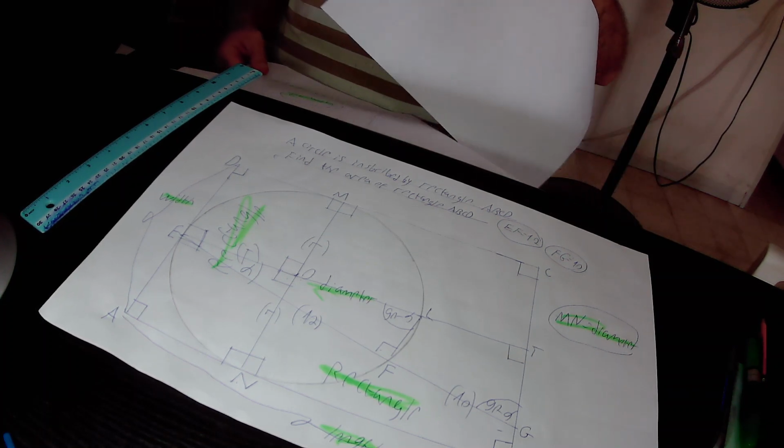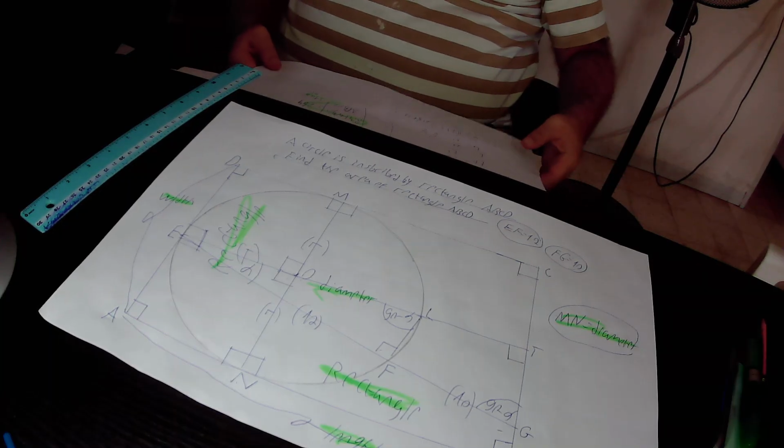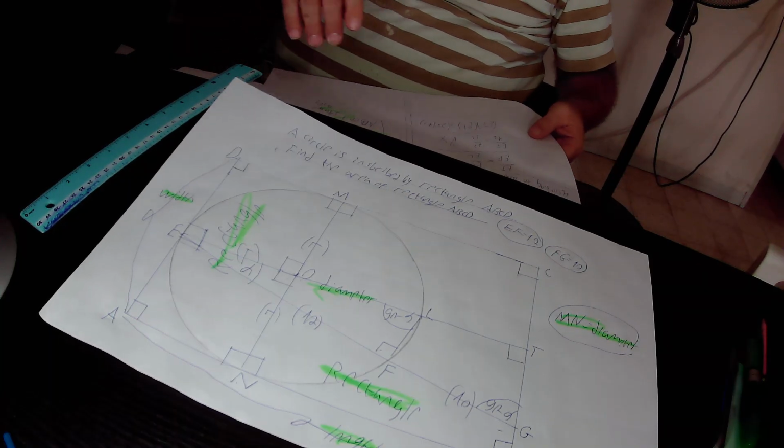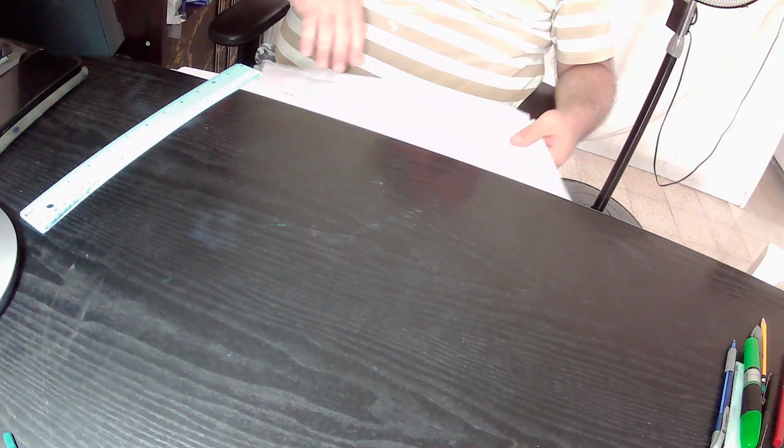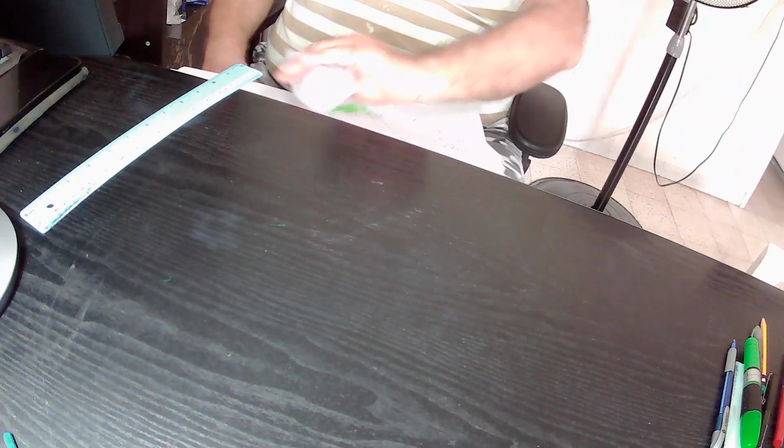Okay, so we finished with the first question. In the next step, I'll present to you the second question and solve the second question of this lecture. In the second question, our mission is to find out the area of this trapezoid ABCD.